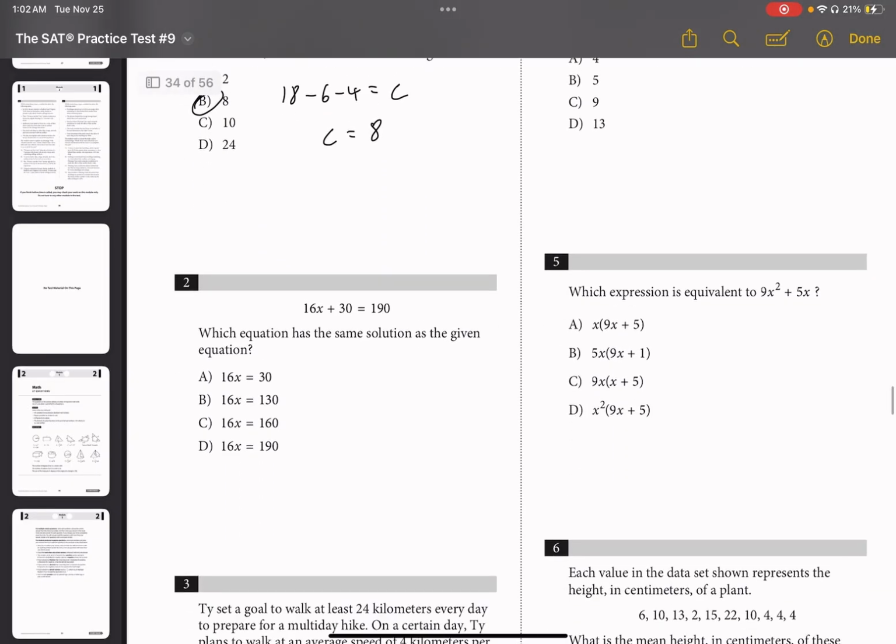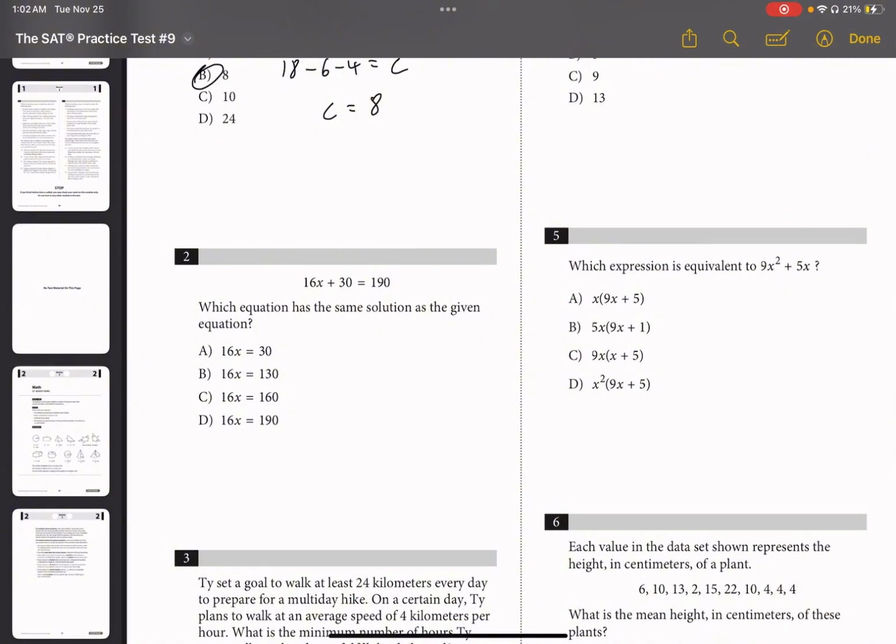Question 2. Which equation has the same solution as the given equation? Well, what we need to do in this scenario is, since all our answers are equal to 16x, we're going to solve for 16x, which is going to be equal to 160. And now looking at our answer choices, that is going to be answer choice C.